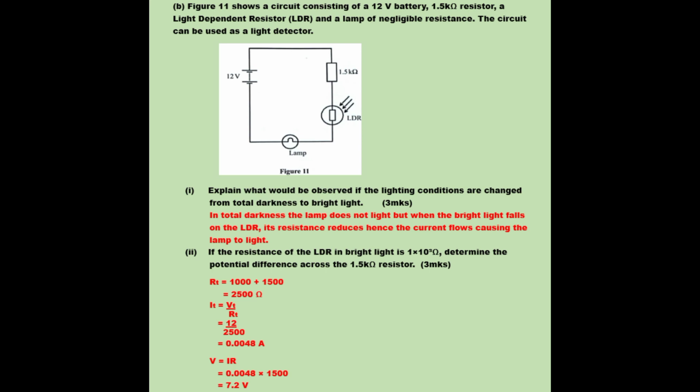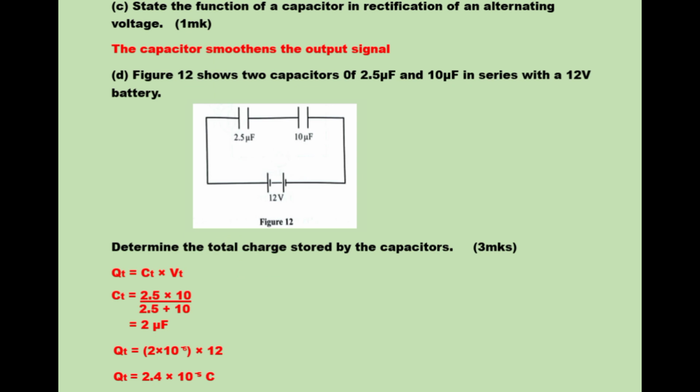When you multiply, you get the voltage is 7.2 volts. C. State the function of a capacitor in rectification of an alternating voltage. We know the capacitor smoothens the output signal. That's the function of a capacitor in AC voltage. It smoothens the output signal.